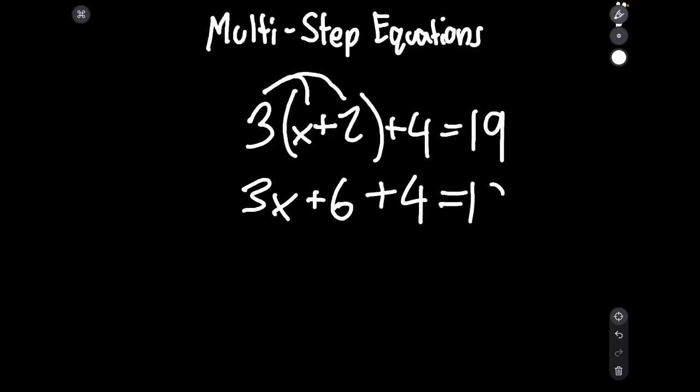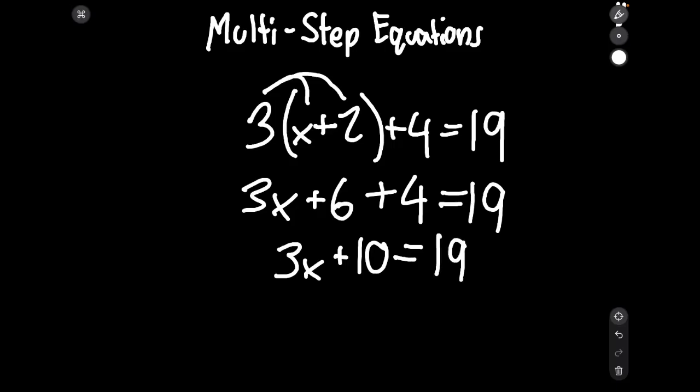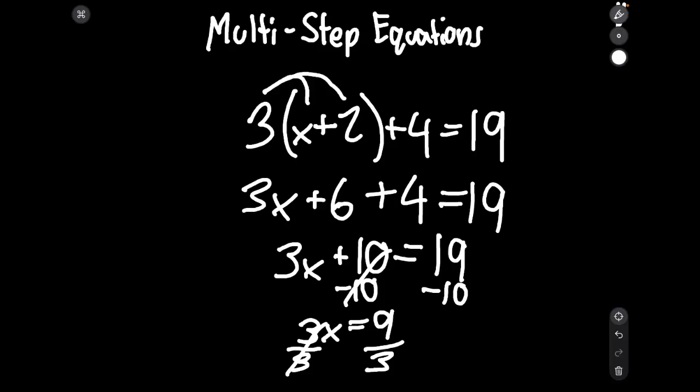Plus 4 equals 19. And then 6 and 4 are like terms, so we can combine them. So we get 3x plus 10 equals 19. And then we can subtract 10 on both sides. So minus 10, and then we get 3x equals 9. And then we just divide 3 on both sides to get x by itself. And then we get x equals 3. And that's our final answer.